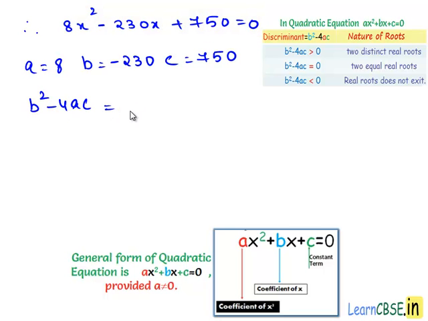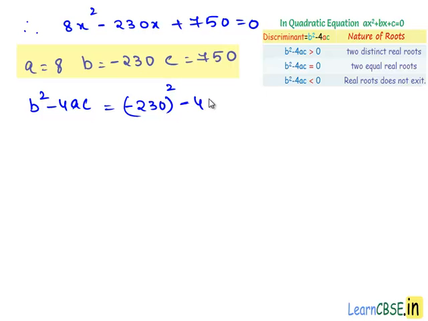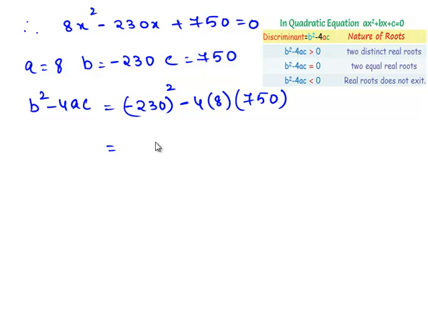So this is equal to minus 230 whole square minus 4 times 8 times 750, and this is equal to 52,900 minus 24,000, which is equal to 28,900. Therefore, the value of b square minus 4ac is 28,900.